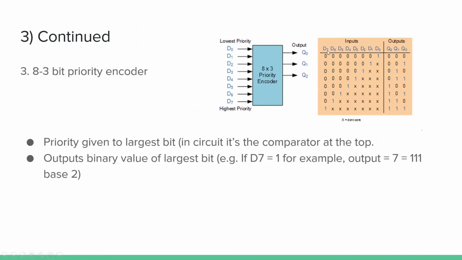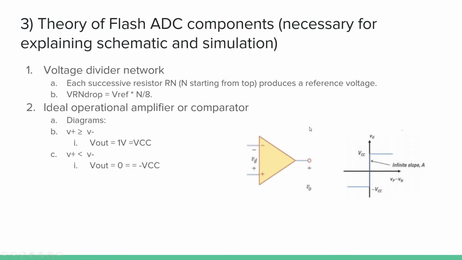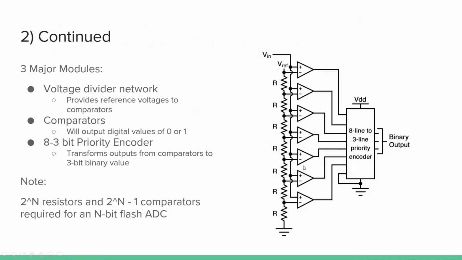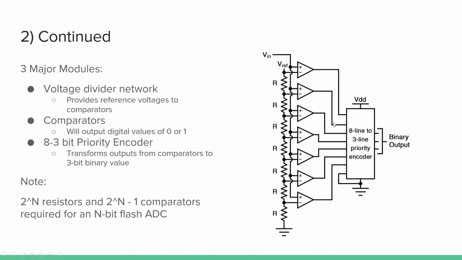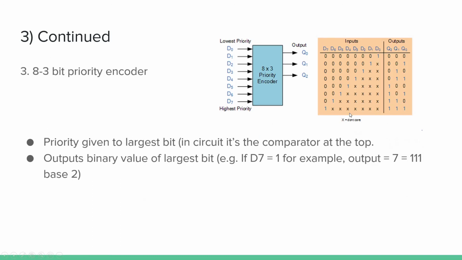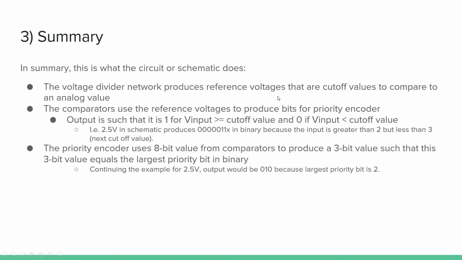And so we'll use this output from the comparators to produce a 3-bit binary output. The way this works is basically the top comparator has the highest priority, the lowest comparator has the lowest priority, and it'll produce a 3-bit binary based on the largest priority bit. So for example, if there was a 1 here, then it should produce 7, because that's the 7th comparator. So 7 is 111 in binary.